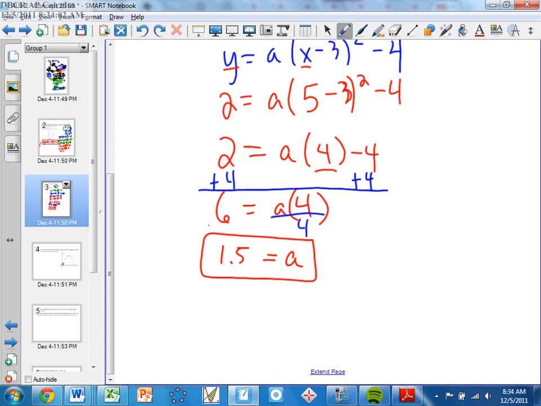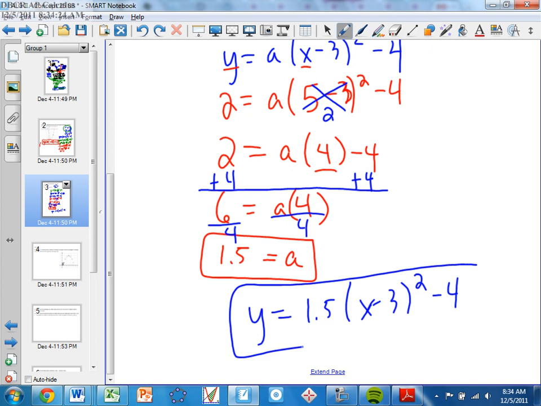Again, I'm not showing all these steps. This value, think of this as a 2. So you make that 2 squared. That's where the 4 came from. Okay, algebra 1 here, that last part, guys. So if a is 1.5, our final answer is y equals 1.5 times quantity x minus 3 squared minus 4.